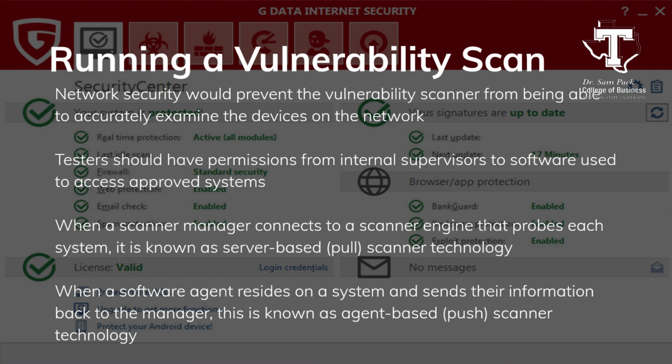There are two main types of scanning technologies. Server-based pull scanning, where the scanner manager connects to a scanner engine that actively probes each system for vulnerabilities. This method pulls information from the devices. In agent-based push scanning, a software agent is installed on each system. The agent then pushes information back to the scanner manager, which can provide a detailed view of vulnerabilities.